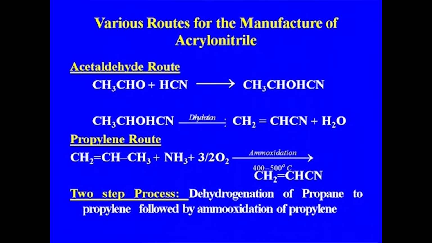Another two-step process that we are having, because you see the propylene, how to get the propylene, because it is not only the cracker, but also we can get the propylene from the dehydrogenation of the propane, that is the on-purpose propylene, and so the propane to propylene, followed by ammoxidation of the propylene. So, this is how the various technological development has taken place regarding the raw material.